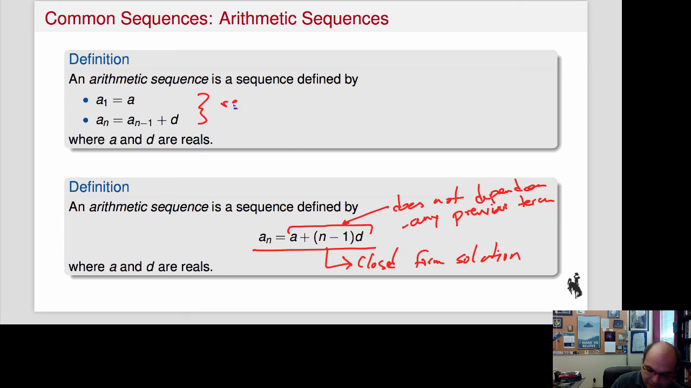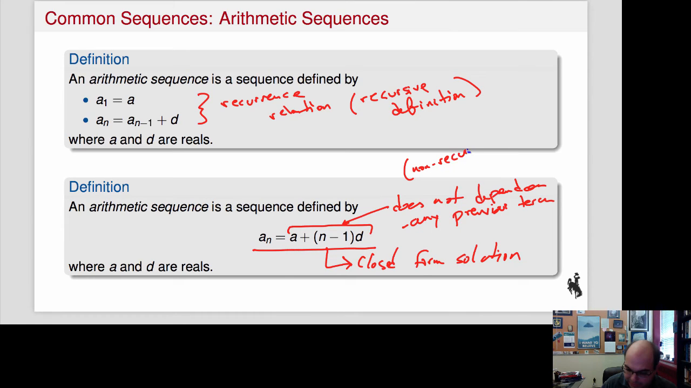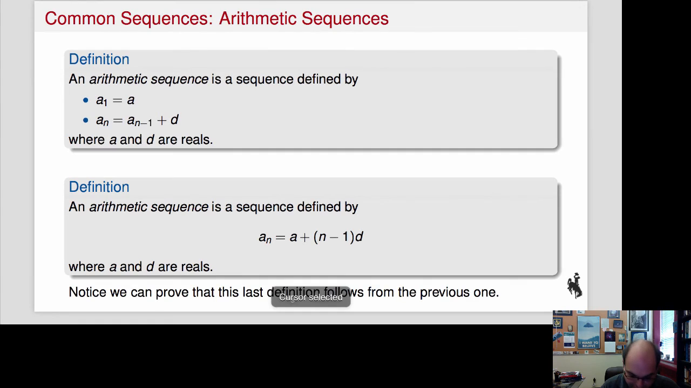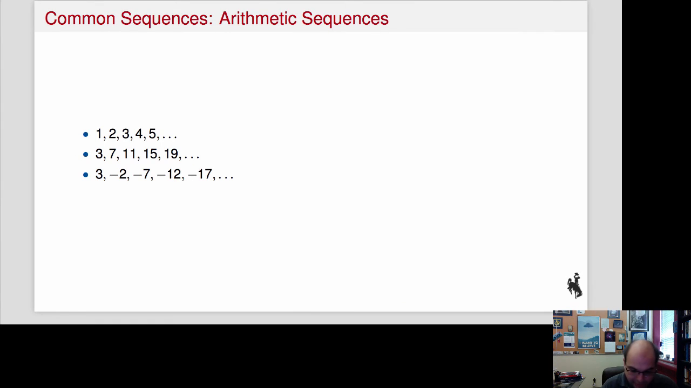Here we have what's known as a recurrence relation. And to be honest, that's just a recursive definition, right? That's really what it is. So we have here a recursive definition, and we have here a non-recursive definition. Okay. An arithmetic sequence can be defined either way, and of course, I'm sure you can see this coming. You can actually prove that those two definitions are equal.